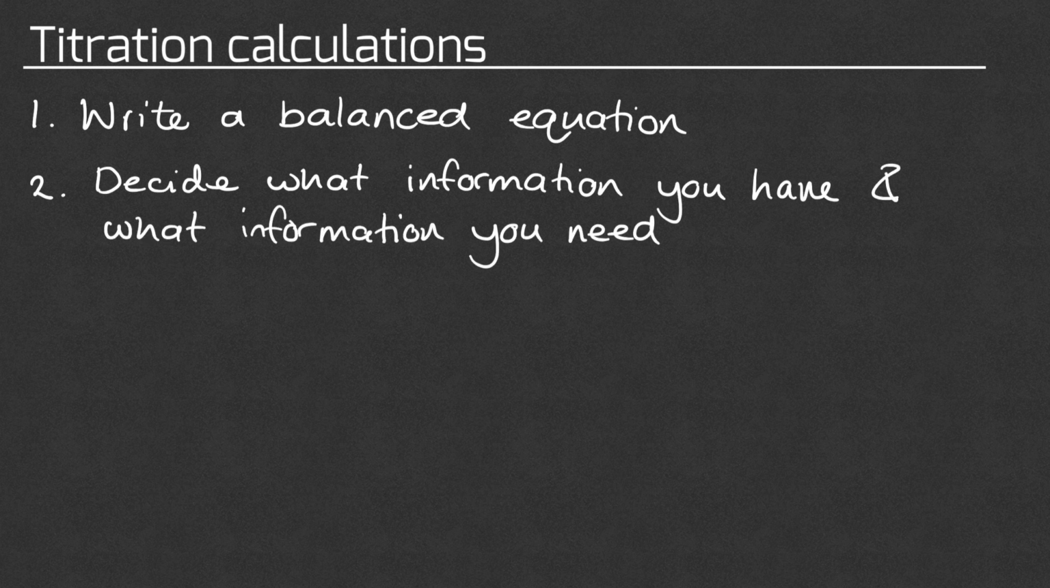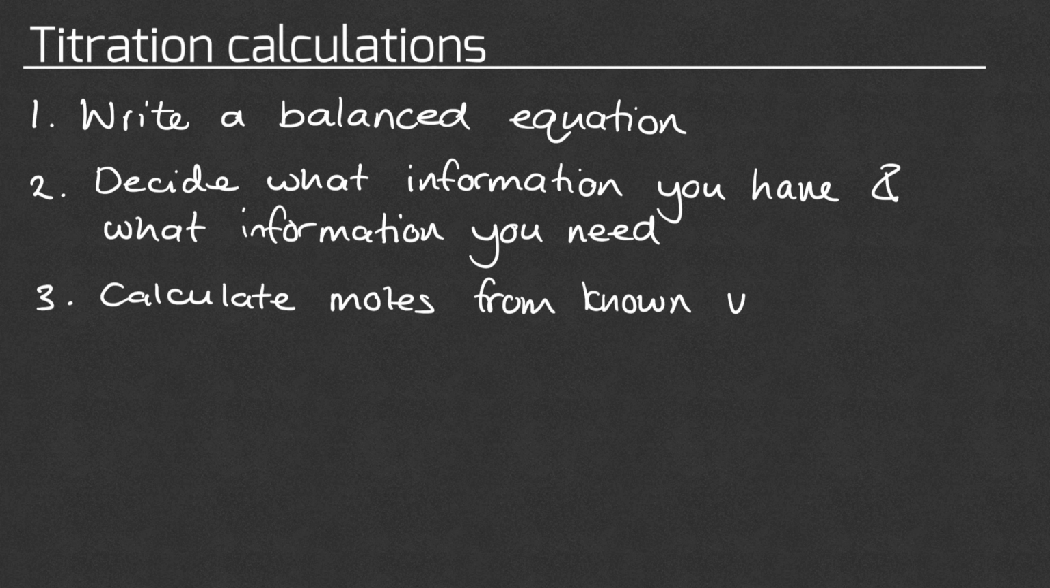The next thing you need to do is to read the question carefully and determine what information you've been given, what concentrations have you been given, and what volumes have you been given. You can then decide what other information you're going to need to work out using the information you've been given. It's always then a good place to start by calculating the moles from the known values. So in the question, you'll be given the concentration and a volume of the acid or the base, so you can work out what the moles of that acid or base are.